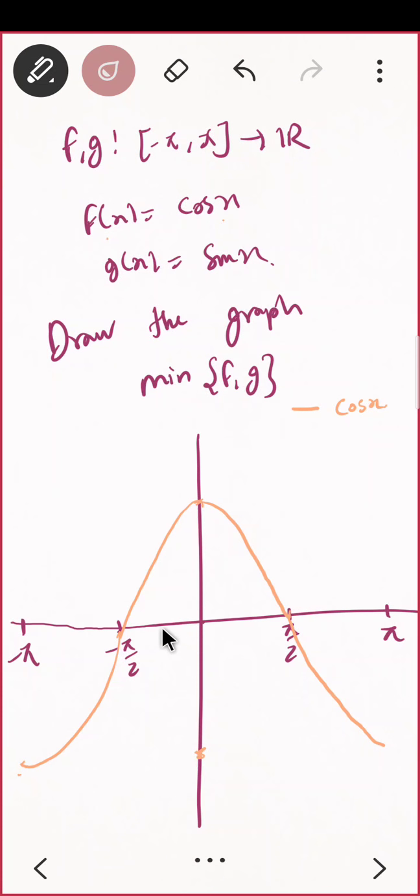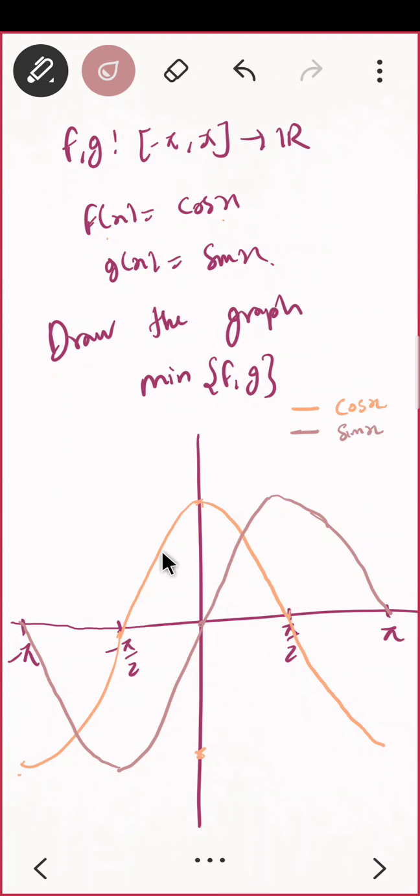What is the graph of sin x now? It will start from here and it will go up. At 90 it is 1, and then it will go down something like this, and here at minus pi by 2 it will be minus 1, it will go up, then again it will go down. Is the graph clear? So this is the graph of your sin x.